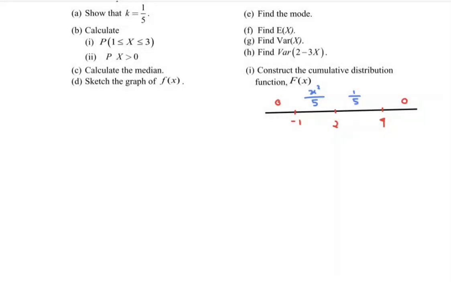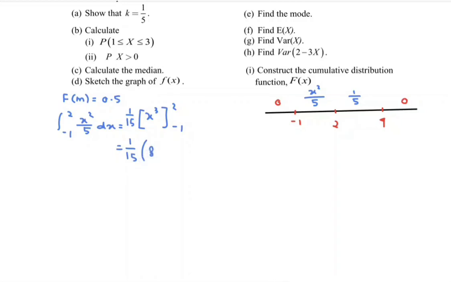Next is to find the median. So as we all know, F of m is equal to 0.5. So before we begin, let's test the situation. Integrate starting from 1 until 2. For the function, x squared over 5 with respect to x. So if we integrate the situation, we have x to the power of 3, bracket, 1 over 15, 2 and negative 1. 1 over 15.